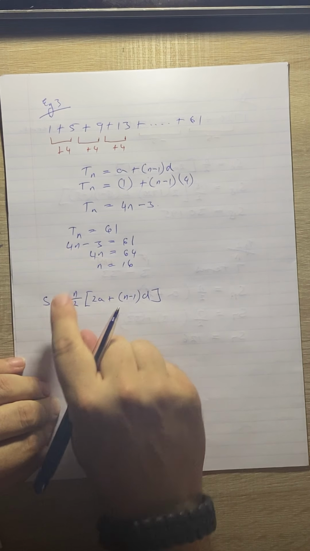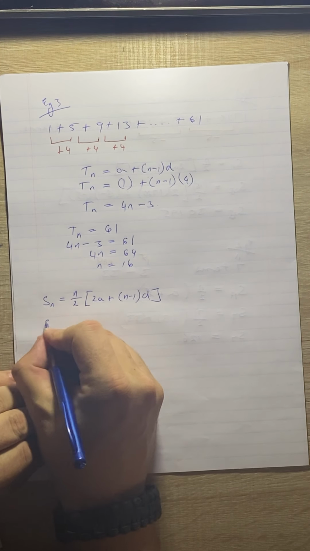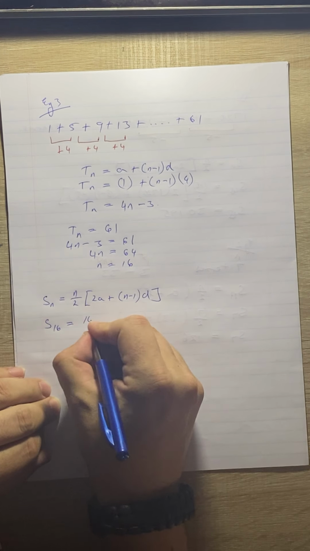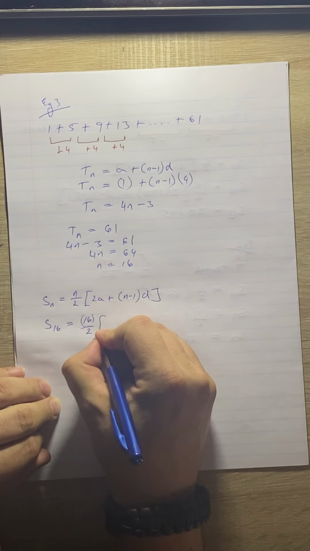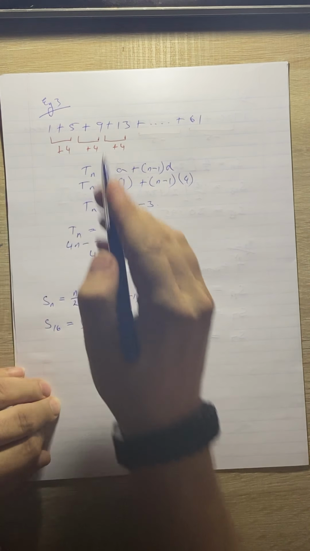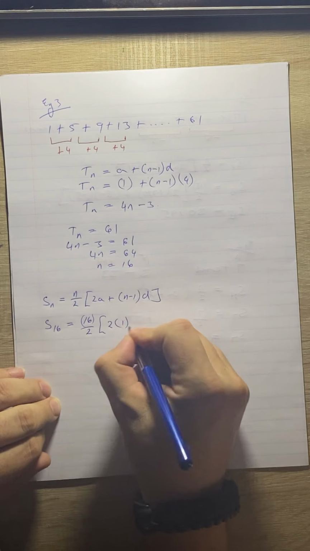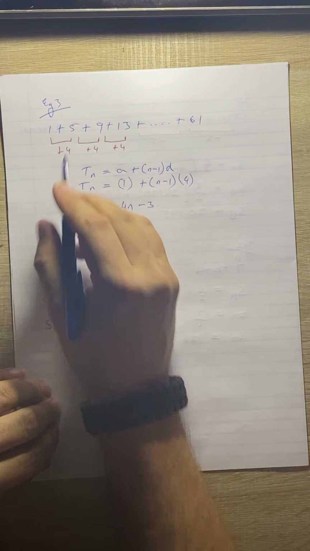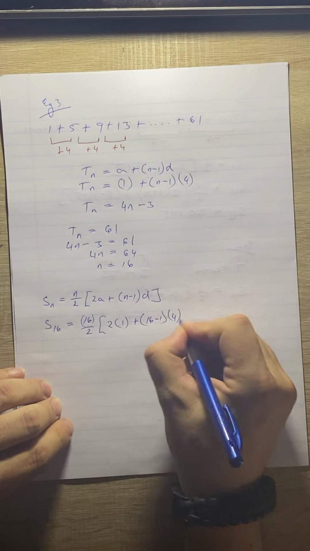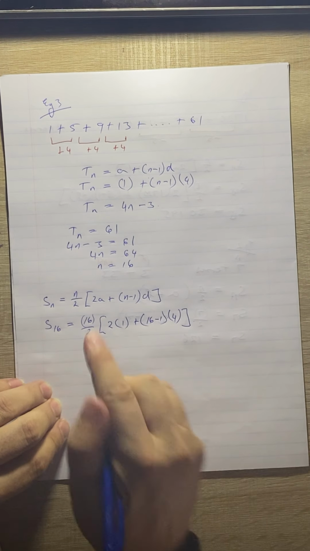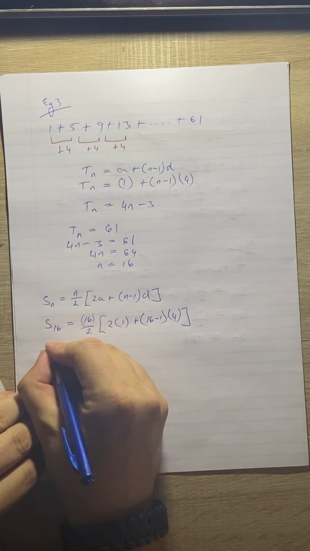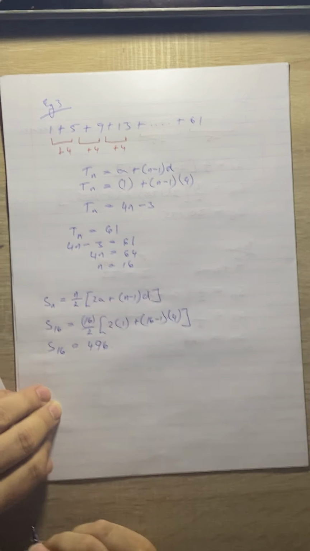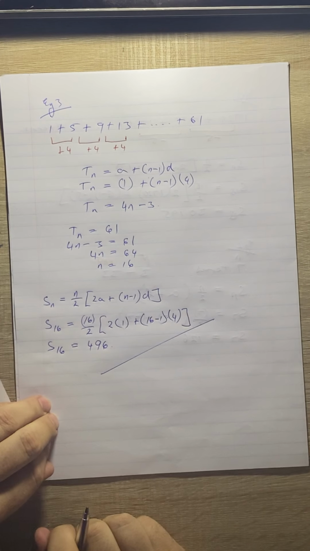All I'm going to do is to substitute in for all my variables. So we get the sum of 16 terms equals 16 over 2, 2 times our a, which is 1, and our common difference is 4. If you plug that into the calculator, you will get the sum of 16 terms is equal to 496. So that's the one way with that formula.